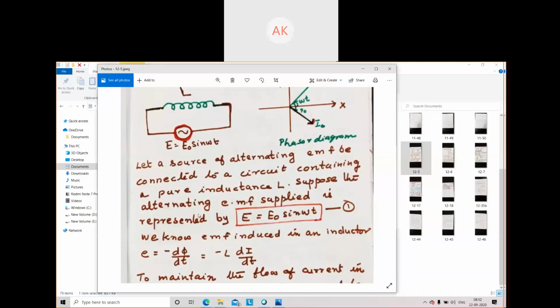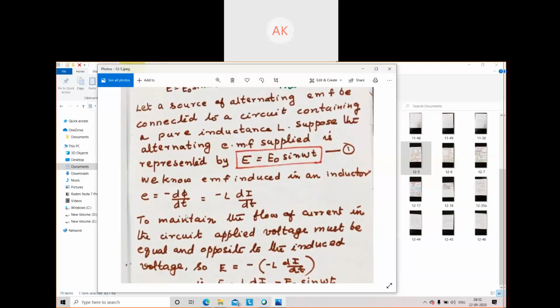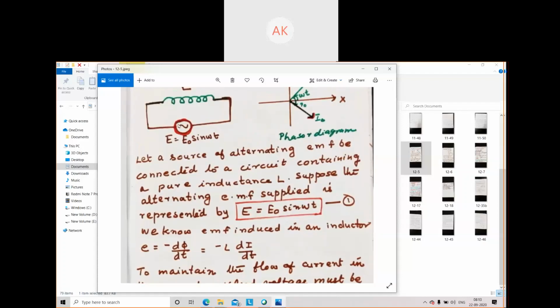We have studied that the back EMF induced in the coil is equal to minus d phi by dt, equal to minus of L into di by dt, since phi equals Li is substituted here. So the back EMF in the coil equals minus of L into di by dt. This EMF is opposing the applied EMF. So the applied EMF should have a value at least equal to this. Then only we can maintain current in the circuit.